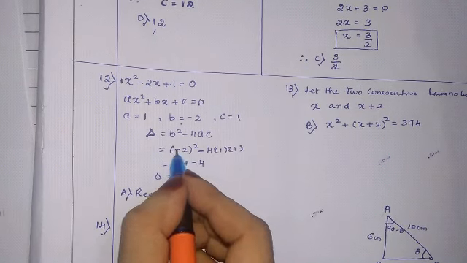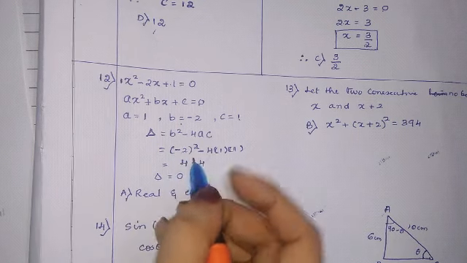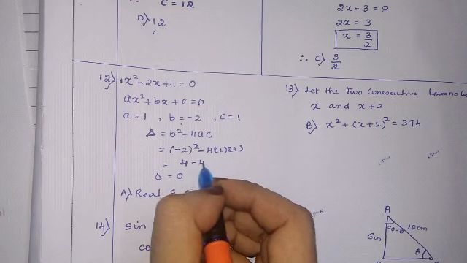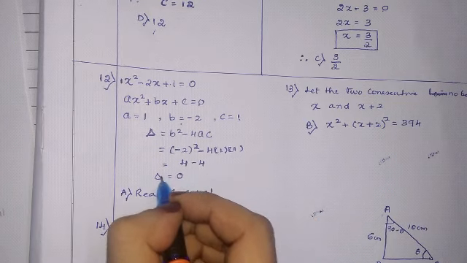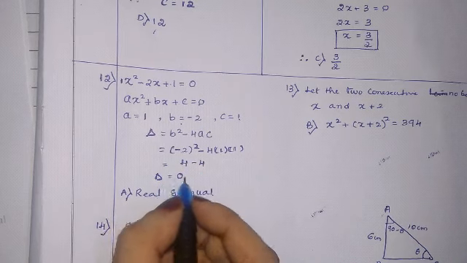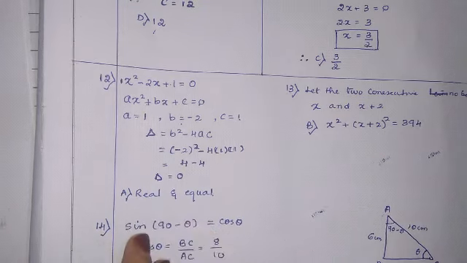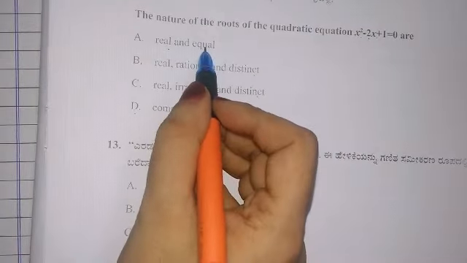A negative number squared is always positive. So 2 square is 4, minus 4 ones are 4. So 4 minus 4 is nothing but 0. So here the nature of roots: roots are equal, so real and equal. That is, option A is the correct option. Roots are real and equal.